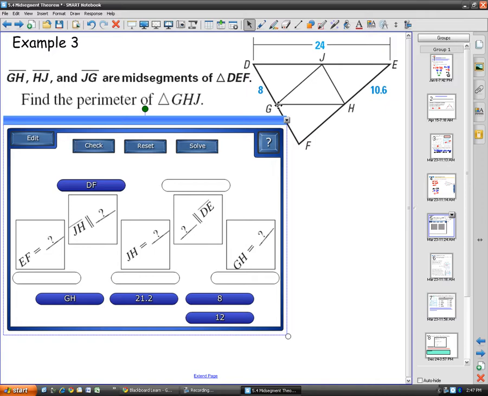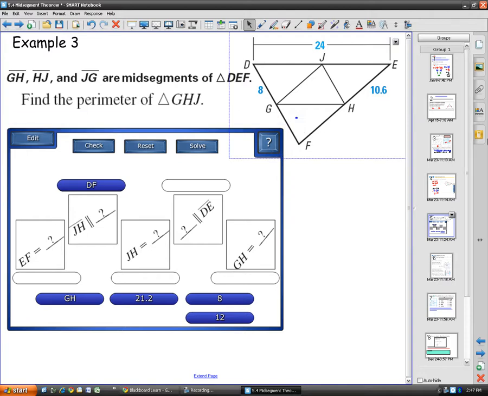And so if G is the midpoint, that would mean that this side over here would also be 8. And if that side is 8, then we know the whole length is 16. And if that whole length is 16, then we end up with a midsegment of 8. So JH should have a midsegment length of 8. It's not parallel, it's equal.